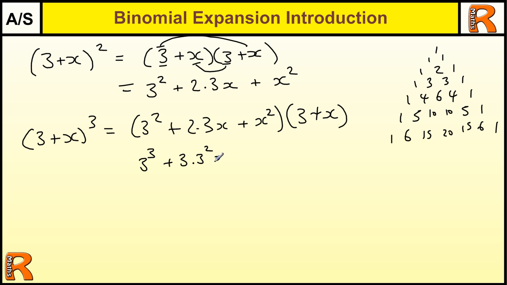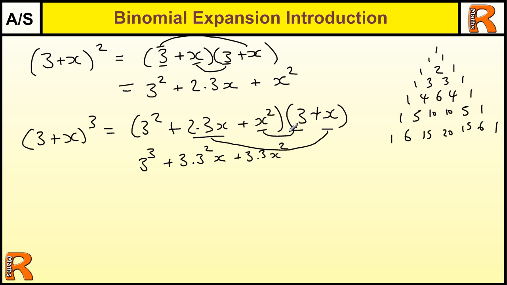And then I end up with, for my x squared term, I'm going to have x squared times by 3, which is 3x squared, and I'm going to have 2 times 3x times x, which is 2 times 3x squared. So I'm going to have 2 lots of 3x squared plus a 3x squared, so that's going to be 3 lots of 3x squared.